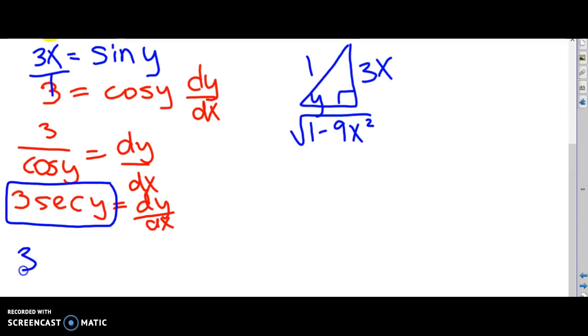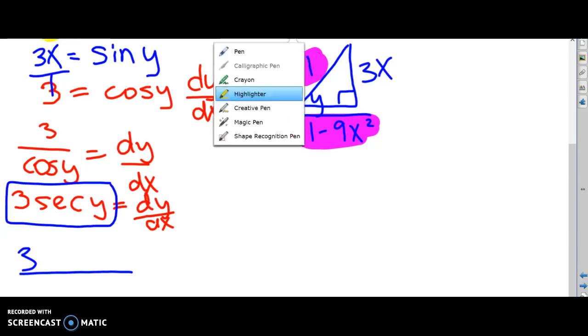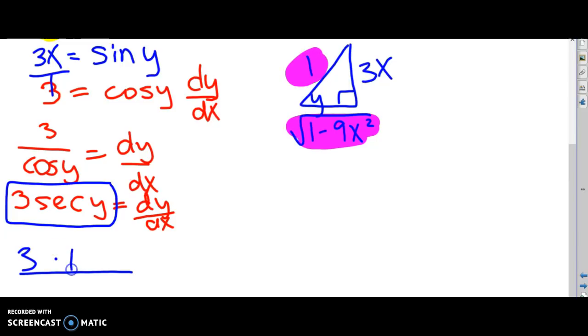So I'm going to write 3, and I'm going to write a fraction for secant. Right triangle trig is going to create a fraction of some kind. And secant, let's see, that's the reciprocal of cosine. Cosine is adjacent over hypotenuse. So now it's going to be hypotenuse over adjacent. Here's the hypotenuse, and here's the adjacent. And there's my answer for what dy dx is.